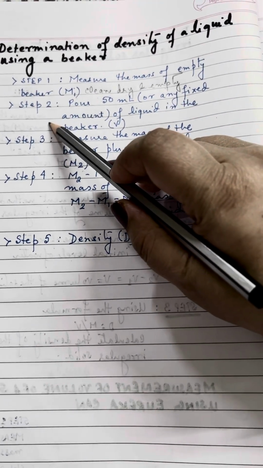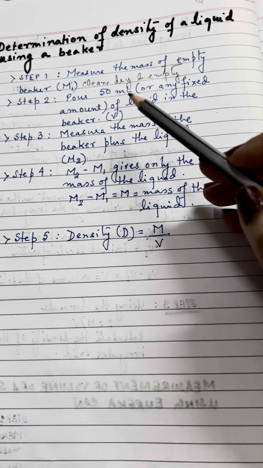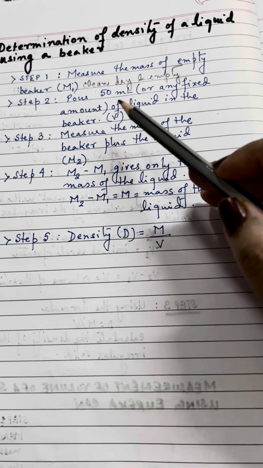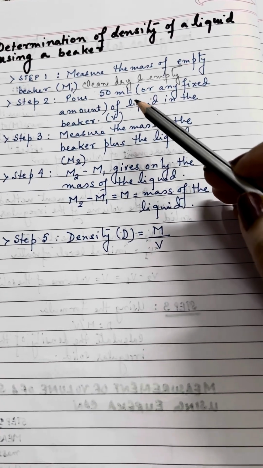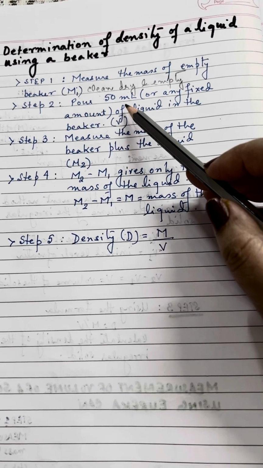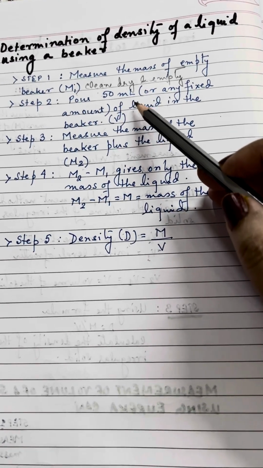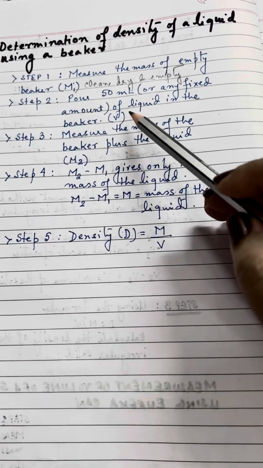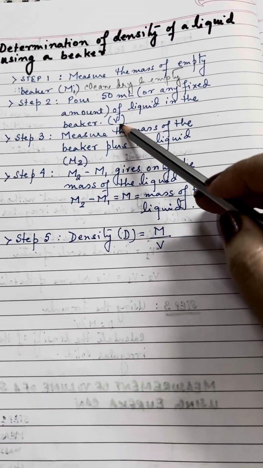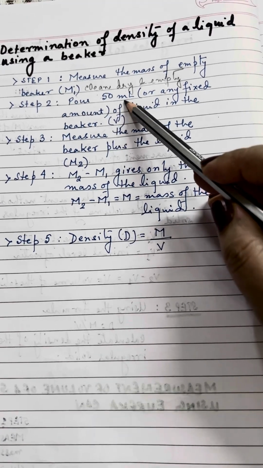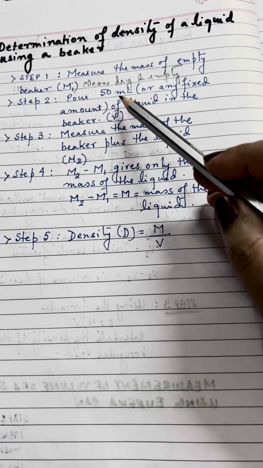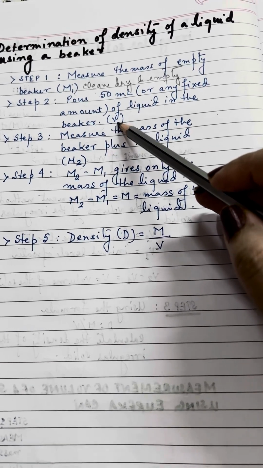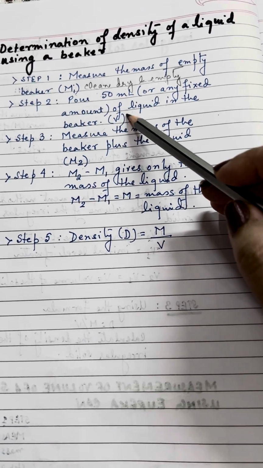And step 2, we pour a known volume of liquid or a fixed volume of liquid into it, whose density is to be determined. So, let us take 50 ml of liquid whose density is to be determined. And so, we know the volume V now. Over here we have taken 50 ml, it can be 100 ml also, it can be 250 ml also. However, that gives us the fixed volume which we have taken.